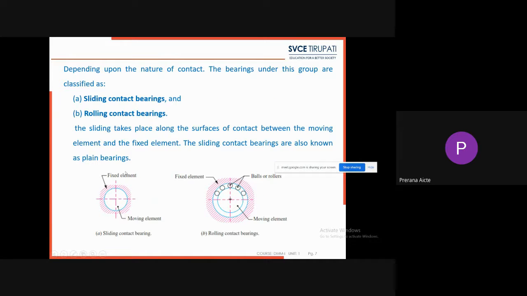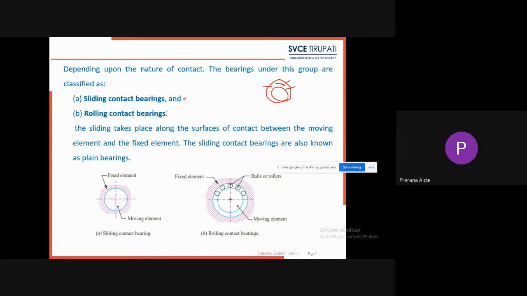Next, according to nature of the contact, that means sliding contact bearing. Sliding means what? See here, for example, this one is the outer element and this one is the inner element. This one is the bearing, this one is the journal. In between the journal and bearing surface, we supply lubrication oil. But here, the journal always slides inside the bearing surface. That's why it is called a sliding contact bearing.